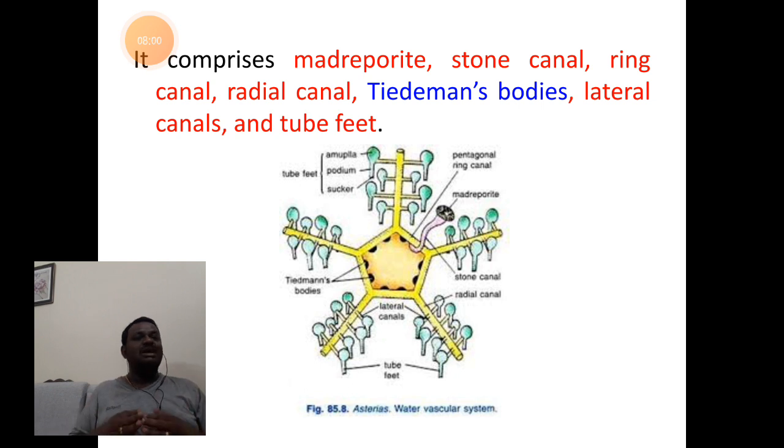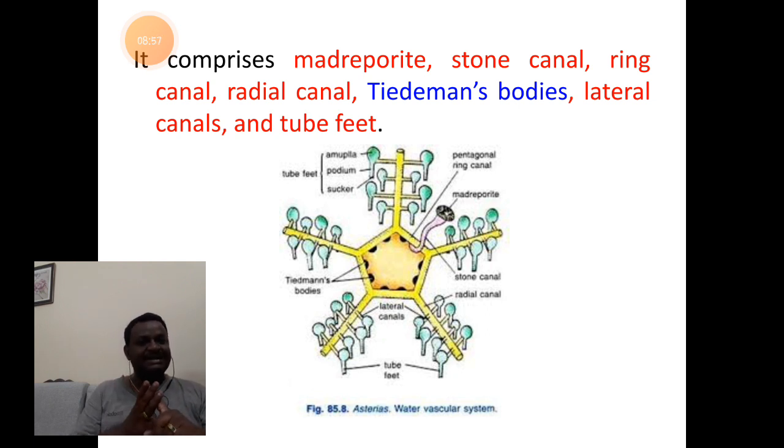Now, this pentagonal ring canal continues at its angular regions into another canal which we call the radial canal. Here it is shown as yellow canals. So at every angle of the pentagonal ring canal there arises a radial canal which runs into each arm till the tip. And this radial canal, on either lateral side, shows bifurcations or extensions which we call lateral canals or podial canals. These lateral canals end up with tubular structures attached, referred to as the tube feet. So we have the Madreporite, the first part. The second part is the stone canal.